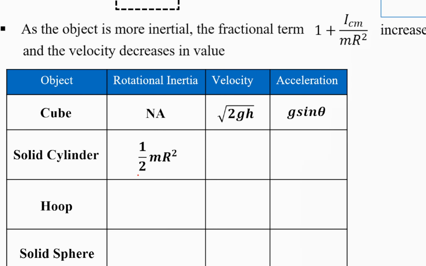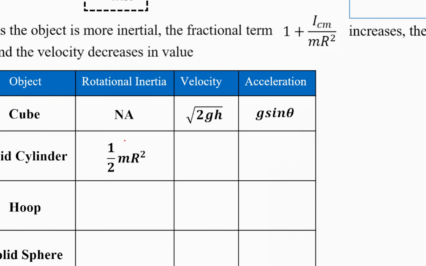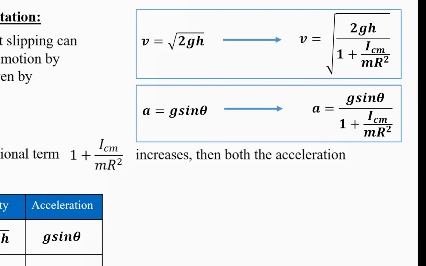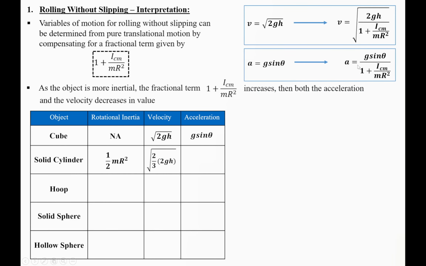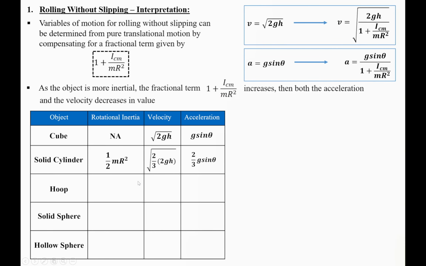For the solid cylinder, it's similar for a disk. Now the rotational inertia is given by half mr square. So if we're talking about the velocity, if we plug this term here and we perform the calculation, what do we have? We have 2 over 1 plus half, which is basically 2 over 3 over 2, and that would be given by 2 over 3 multiplied by 2gh. Here I didn't multiply by 2, I kept 2 over 3 in order to indicate the factor that has been changed.